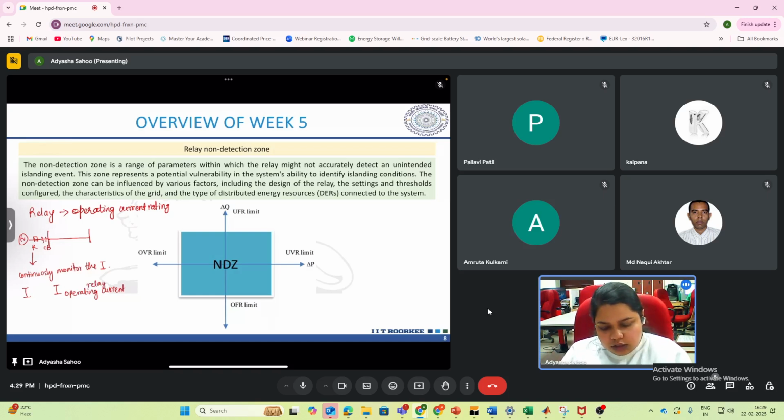And if this I is greater than the relay operating current, then it gives the signal to the circuit breaker to open the circuit, because it will sense that there is a fault. And if the current flowing in the circuit is less than the relay operating current, then the circuit breaker will remain closed because it is a normal operating condition.